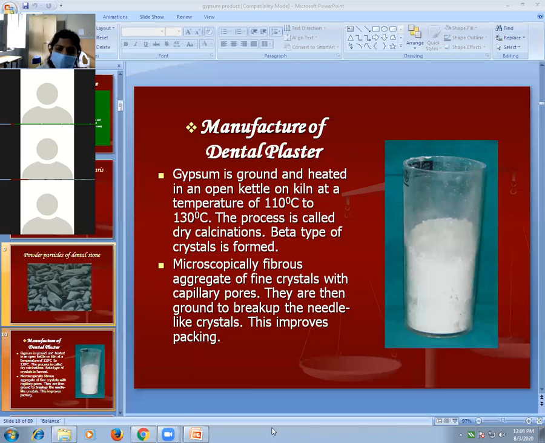It is a microscopically fibrous aggregate of fine crystals with capillary pores. So these crystals are not very dense, and they are irregularly shaped. So the porosity is more compared to the dental stone. So dental plaster is more porous. They are then ground to break up the needle-like crystals and to improve packing. To improve the density, we can grind these crystals, but we cannot improve the density as compared to the dental stone.